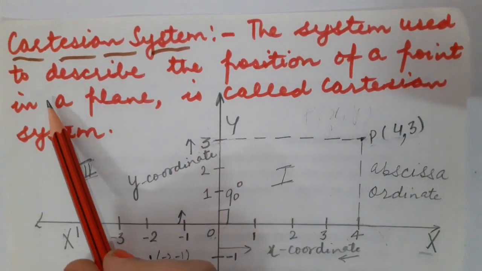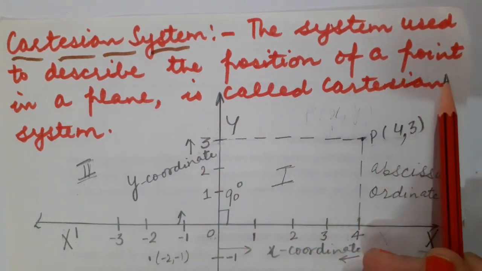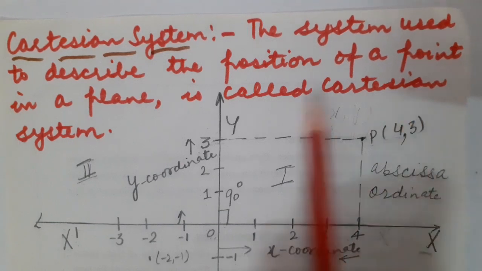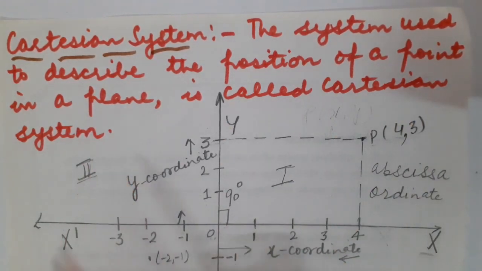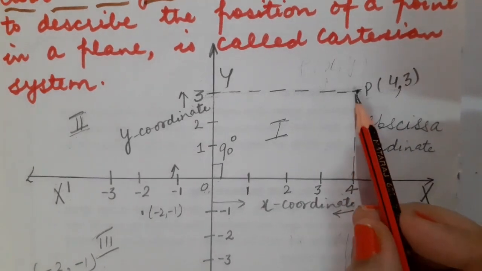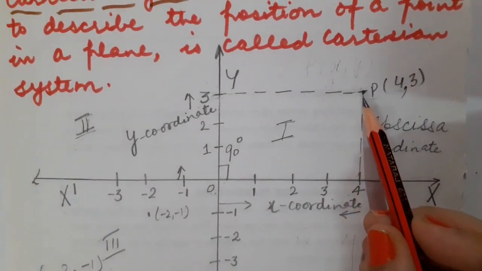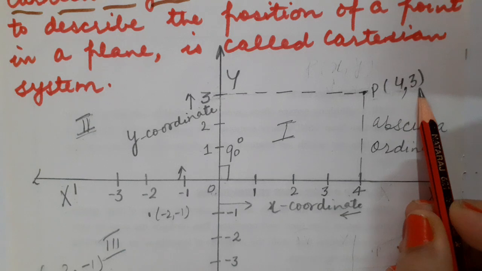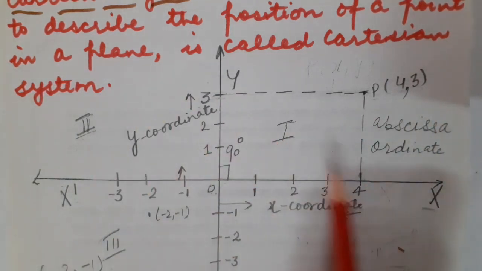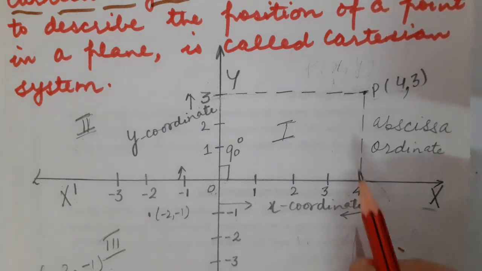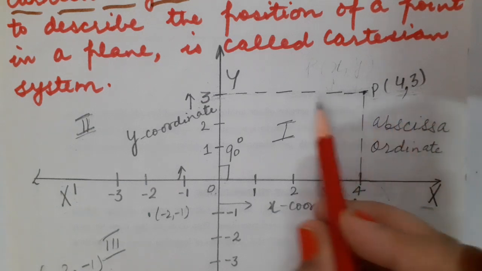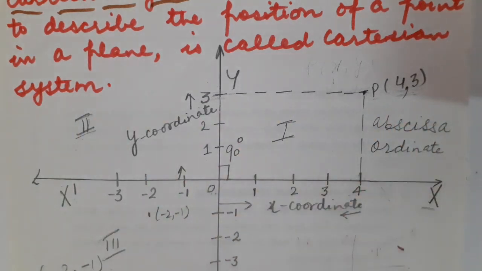The system used to describe the position of a point in a Cartesian plane is known as Cartesian system. For example, here I have plotted a point P whose coordinates are 4 and 3. Now basically through this complete Cartesian plane, I can explain the position of this very point on this plane figure. Correct?